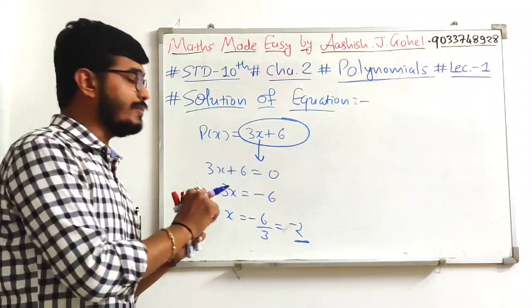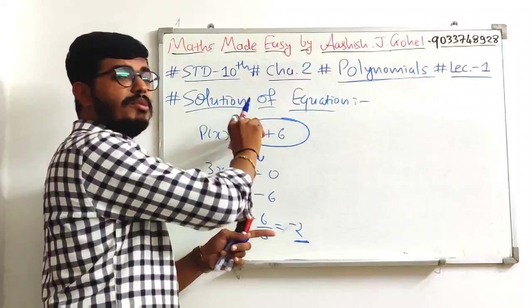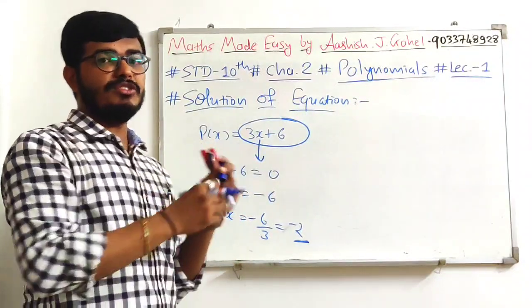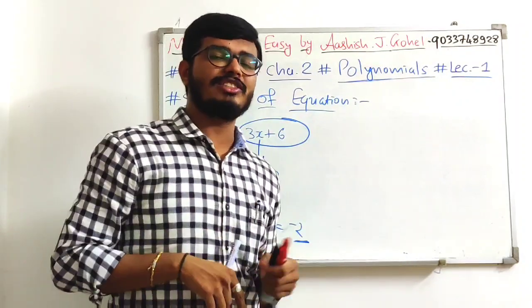Why will this solution be minus 2 only? Because if I put minus 2, then the whole expression will become 0. Now, why does the expression have to become 0 for it to be a root? That we will discuss in this lecture only.